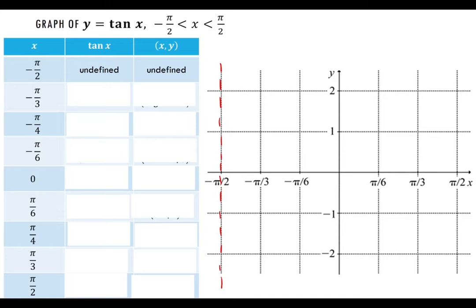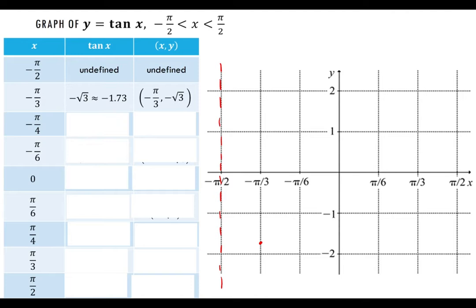Then, tangent of negative pi thirds, well, that's going to be negative root 3. Now, for this, I have approximated it to negative 1.73, so that when I plot my ordered pair, negative pi thirds, it can help get me a little closer. So that's about right here, okay?